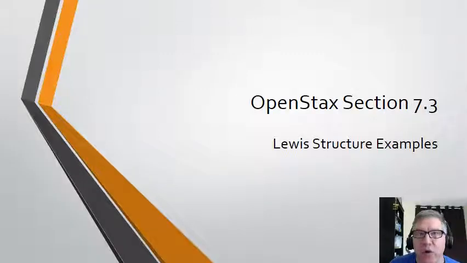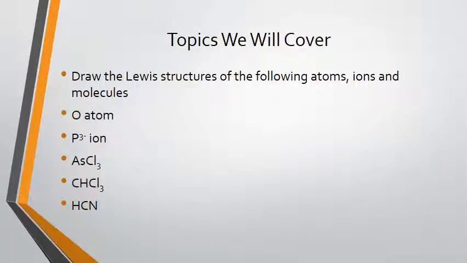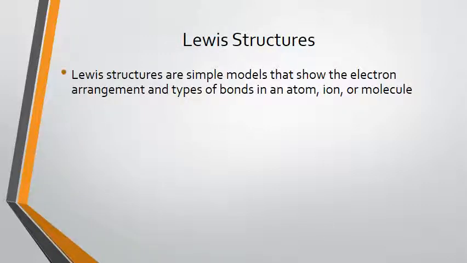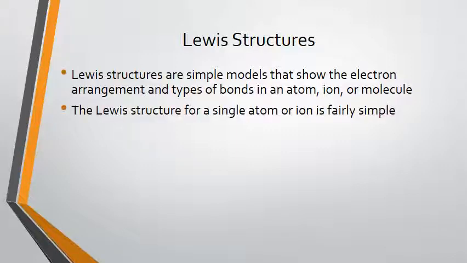In this lesson, we're going to go over some examples of drawing Lewis structures. We will go through the steps of drawing the Lewis structures for the following atoms, ions, and molecules. So Lewis structures are simple models that show the arrangement of electrons and the types of bonds that exist in a particular molecule or ion or even an atom.